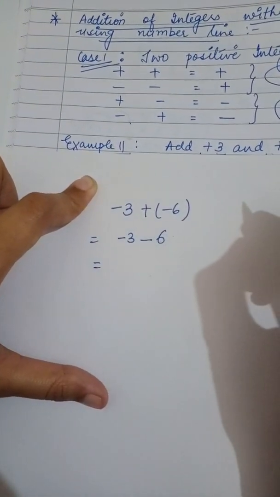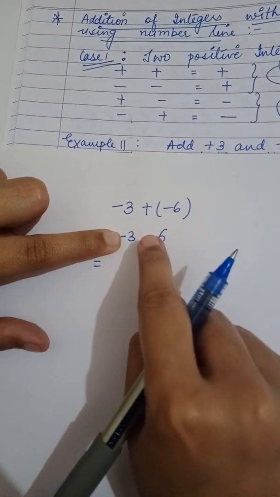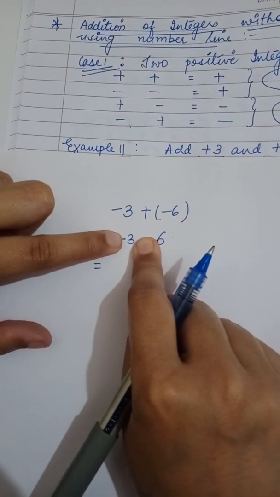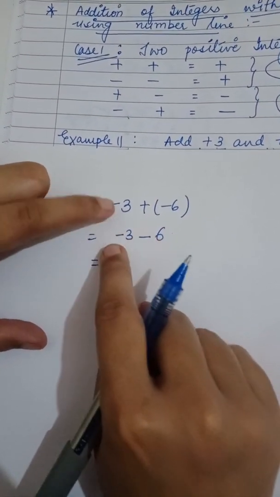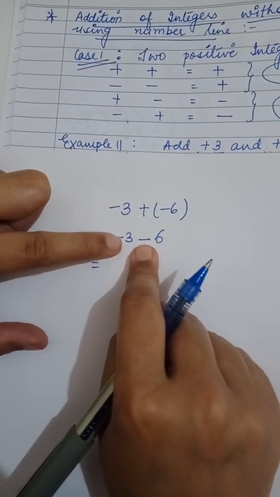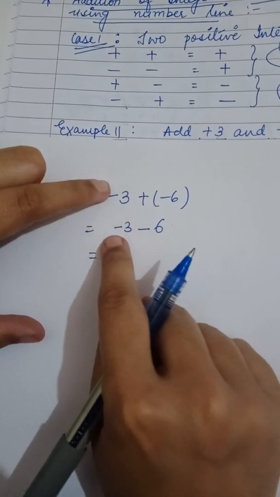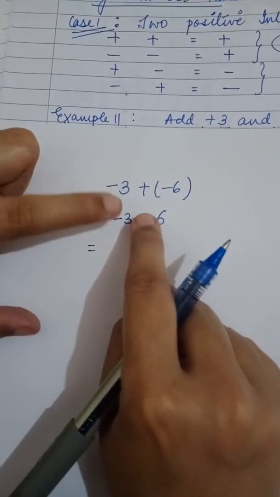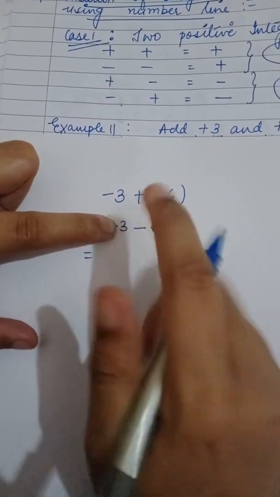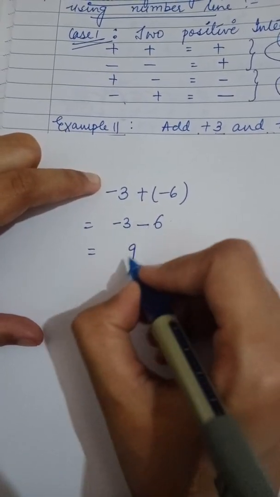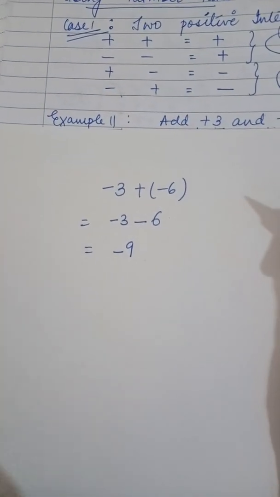Now what is the rule? The rule is, you have to firstly see which 2 signs are there. Same signs are there, so ignore it. Now what is there? 3 and 6. Add it. When 2 signs are there which are same, just add it. What is 6 plus 3? 9. And what is the common sign with them? Minus. So the answer is minus 9.